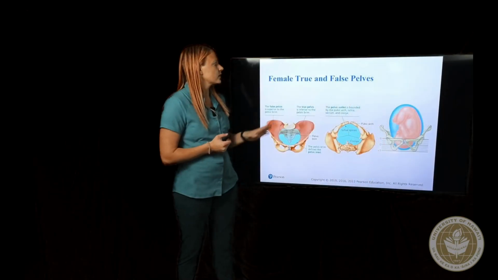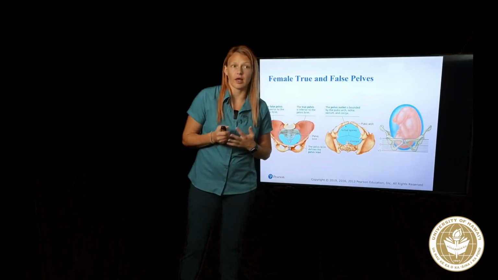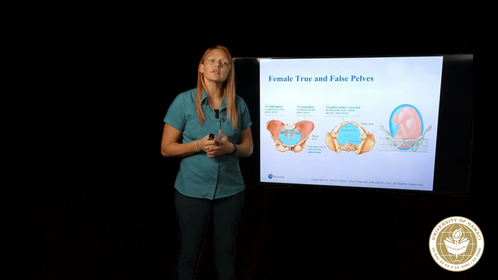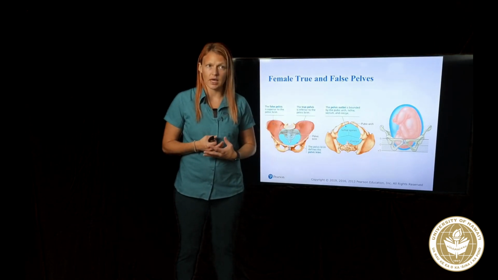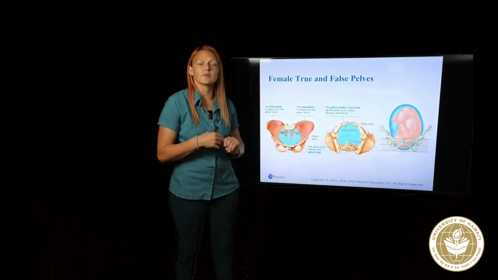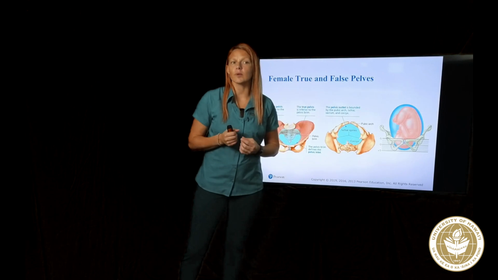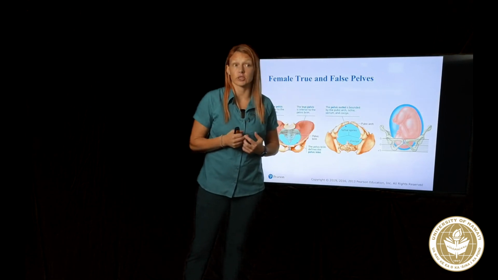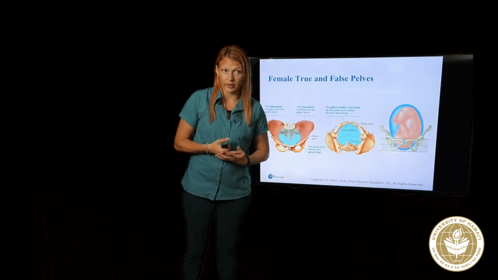So here you can see the difference between the female true and false pelvises. The pelvis, again, is going to be formed by the hip bones, the sacrum, and the coccyx. And the female pelvis, as we'll see in the next slide as well, tends to be wider, shallower, lighter, and rounder than a male's. And the reason for that is it's adapted for childbearing.